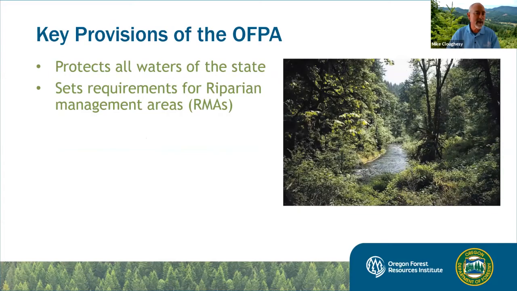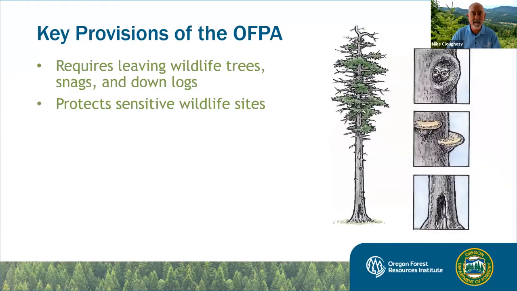Other key provisions: it protects all the waters of the state, and it does this in many ways, but one of the most important is it sets requirements for the riparian management areas. In 1970, the US Congress passed the Clean Water Act, and as part of that, the EPA set up rules that said every state needs to have best management practices. In the state of Oregon, the best management practices are part of the forest practices rules. So when we protect the waters of the state, we're not only doing it for the state, but we're doing it for the country. We have provisions to require wildlife trees.